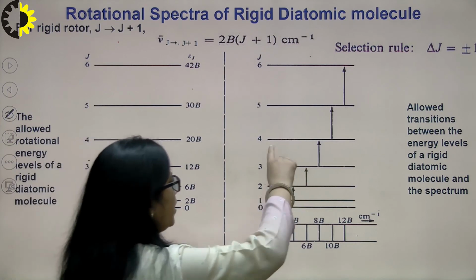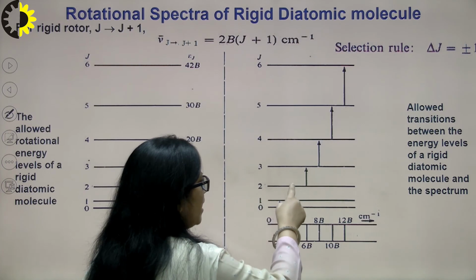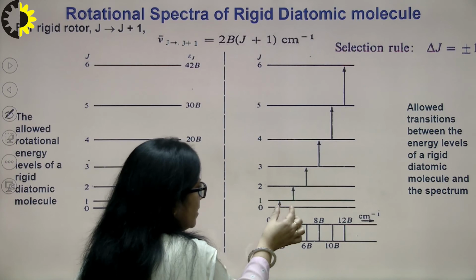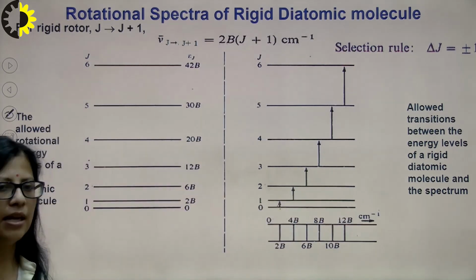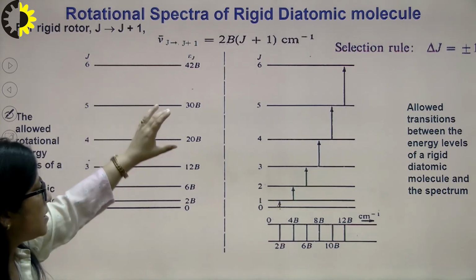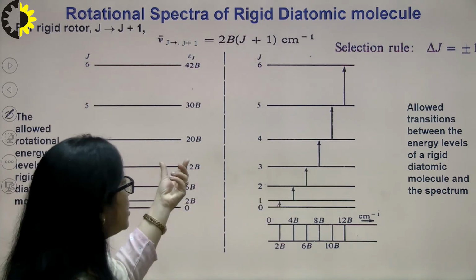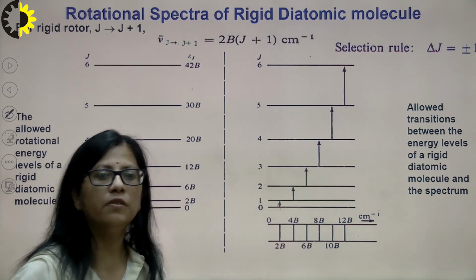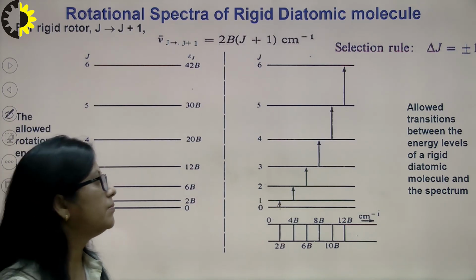Now, here I am showing how on transition from one level to the other level, the energy keeps on increasing, but the distance between the two lines remains the same. So, these are the allowed rotational energy levels, and between them we see equally spaced lines being observed, and this spacing is going to be fixed, that is 2B.